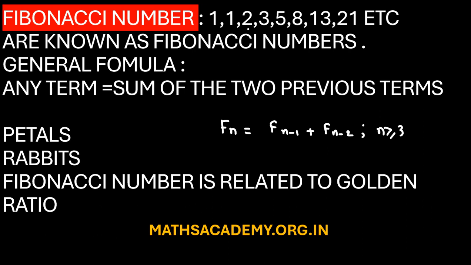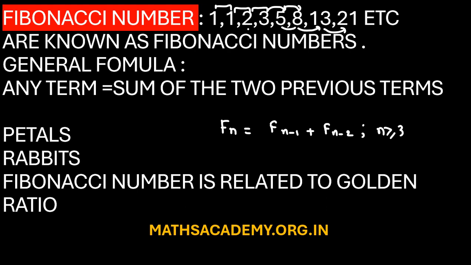If you want to find any number in this sequence, you just add the previous two numbers. So 1 plus 1, the next number is 2. 1 plus 2, next is 3. 2 plus 3, next is 5. 3 plus 5 is 8. 5 plus 8 is 13. 8 plus 13 is 21. Next, 21 plus 13, and in this way you keep getting the next term, the sum of the two previous terms.